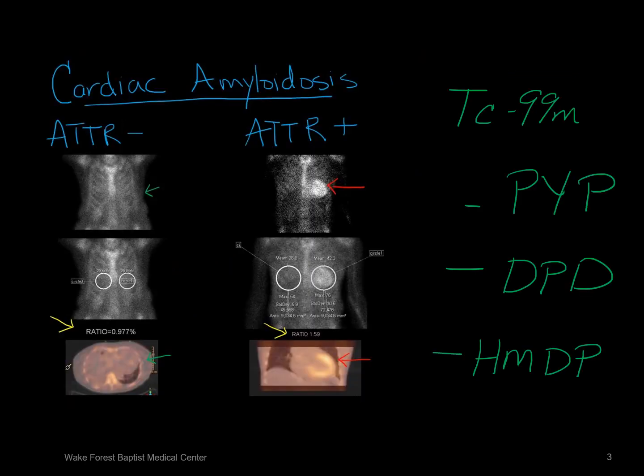For a long time, we've known that visceral organ uptake can show up as an incidental finding on bone scan. This has led to research on 3 bone scan radiotracers that can diagnose the presence of transthyretin cardiac amyloidosis. They are Tc-99m PYP, DPD, and HMDP, all bone scan tracers. Which ones are used depends on geographic location. For example, PYP is approved for use in the United States, and DPD and HMDP are used in Europe.